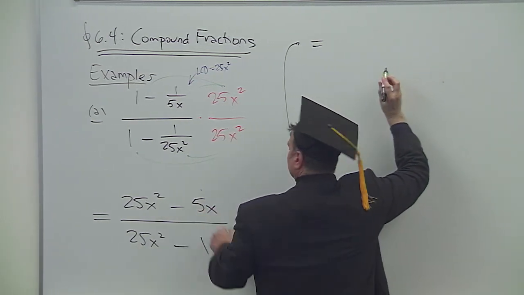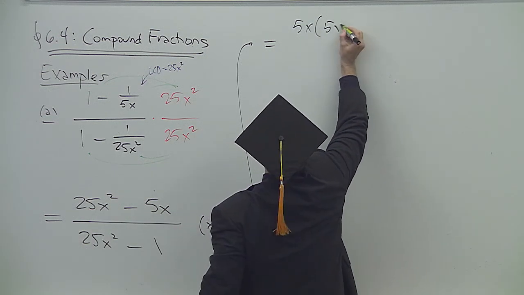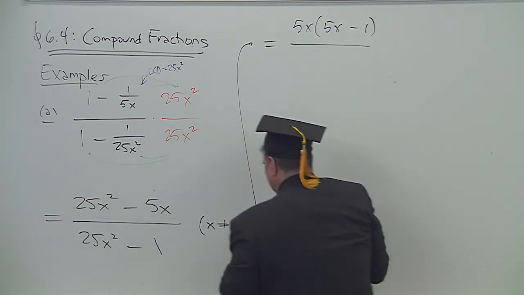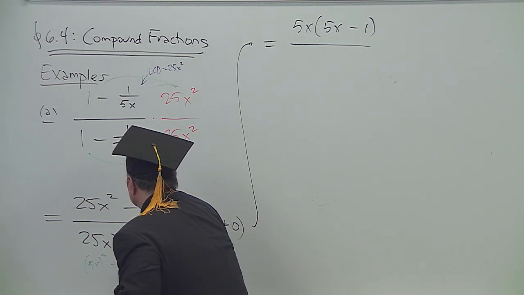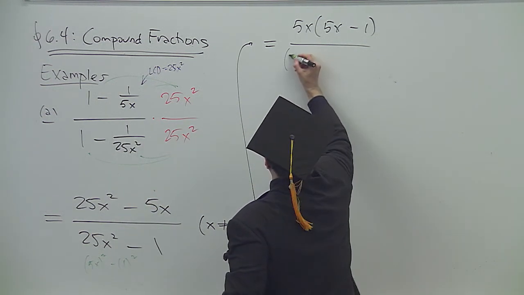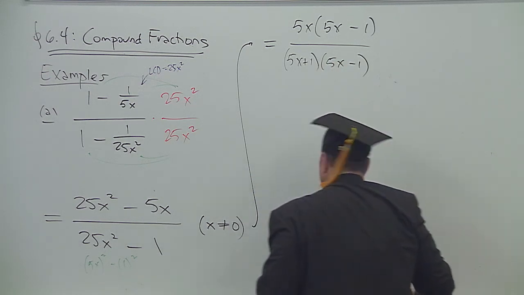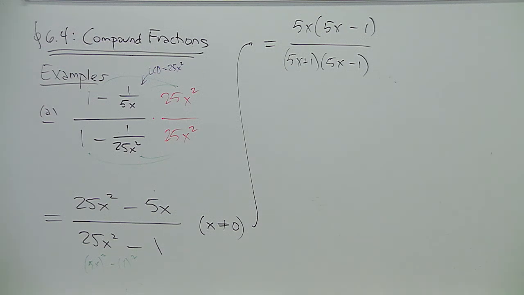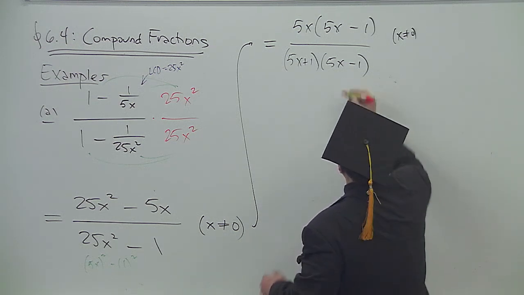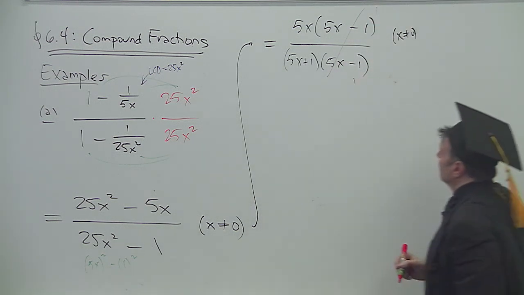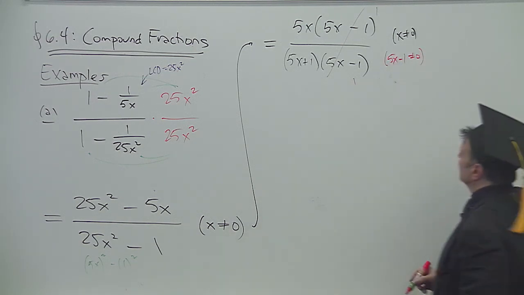In the numerator, we have a common factor of 5x, which will leave 5x minus 1. The denominator here is a difference of two squares. This is 5x squared minus 1 squared. So we get the product of two conjugates, 5x plus 1 times 5x minus 1. And we already have x can't be 0. And now we see that we can cancel a pair of 5x minus 1s. So as a new restriction, we have 5x minus 1 cannot be 0.